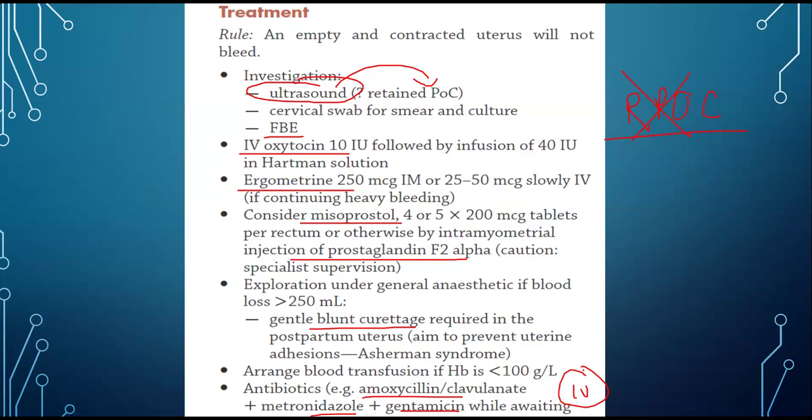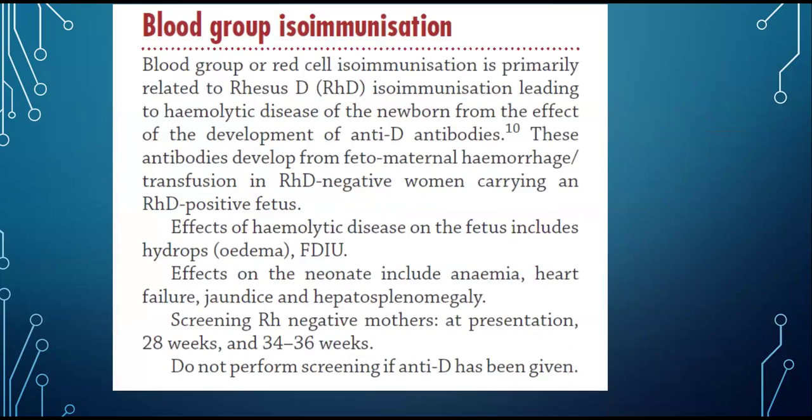Secondary PPH is not heavy bleeding most of the time. Okay? So you will have the time to do an ultrasound, get all the tests, and then go for all the management accordingly. So if it is retained product of conception, you need to go for curettage. If it is infection, then antibiotics. That's the main treatment.